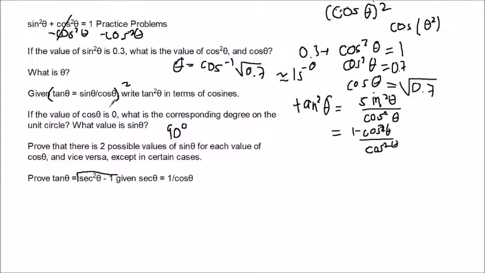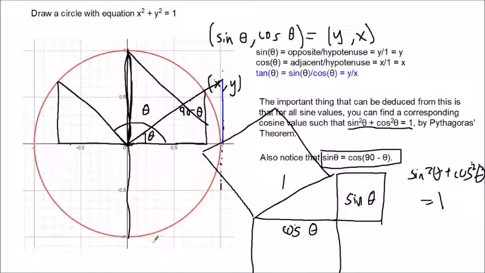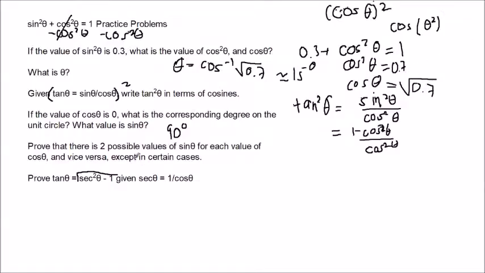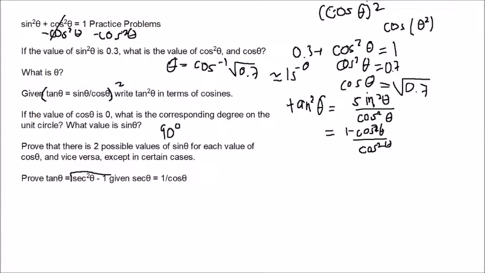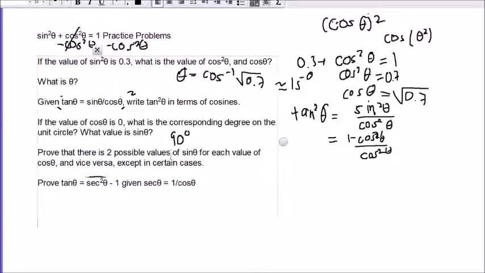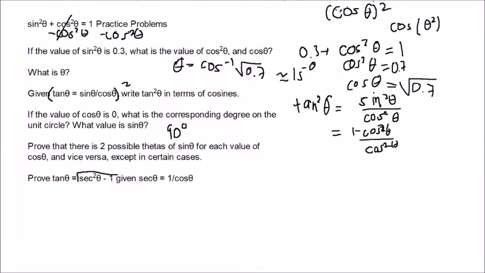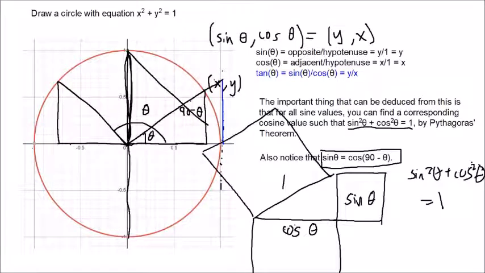Prove that there are 2 possible values of sine theta for each value of cosine theta, and vice versa, except in certain cases, right? How is there 2 possible values? Let's go back to the unit circle, right? There are 2 possible values of sine theta for every value of cosine theta. This is probably not the best worded question, but basically, prove that there are 2 possible angles that theta can be.